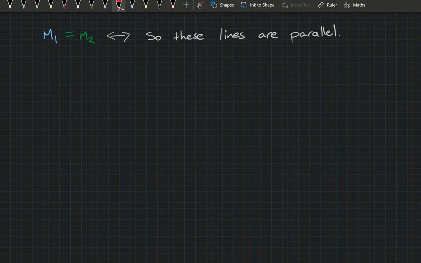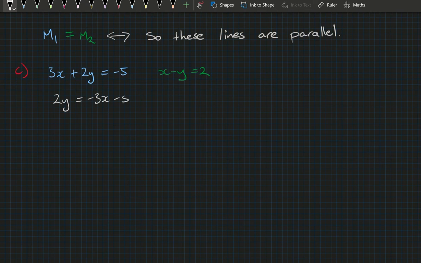Okay, finally we move on to C, where they're both given to us in linear relation form. The first one is 3x plus 2y equals minus 5, and the second one is x minus y equals 2. So let's do the algebra for the blue one. Subtracting 3x from both sides, I get 2y equals minus 3x minus 5. Dividing both sides by 2, I now get y equals minus 3 on 2 x minus 5 on 2. So m1 equals minus 3 on 2.